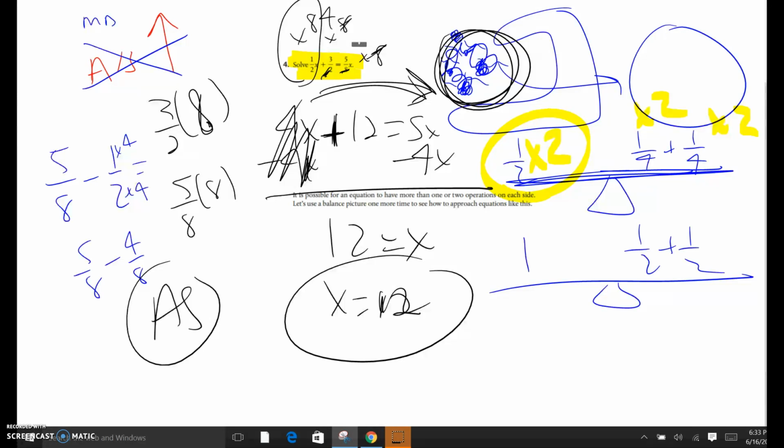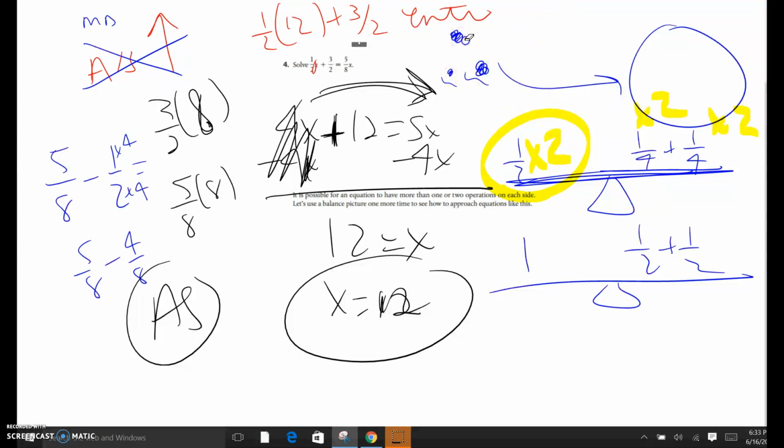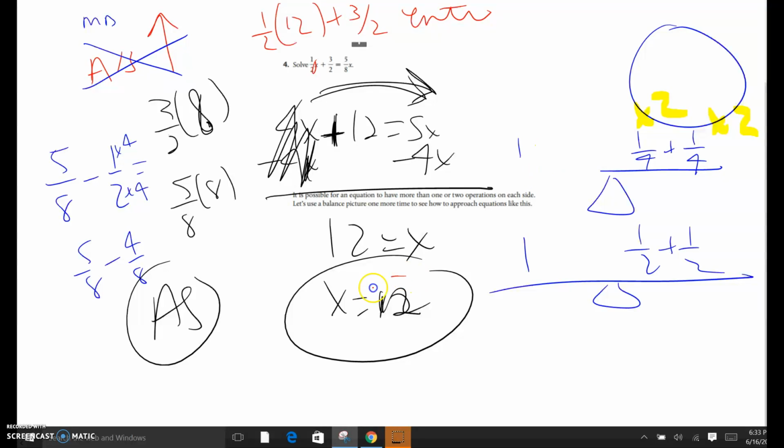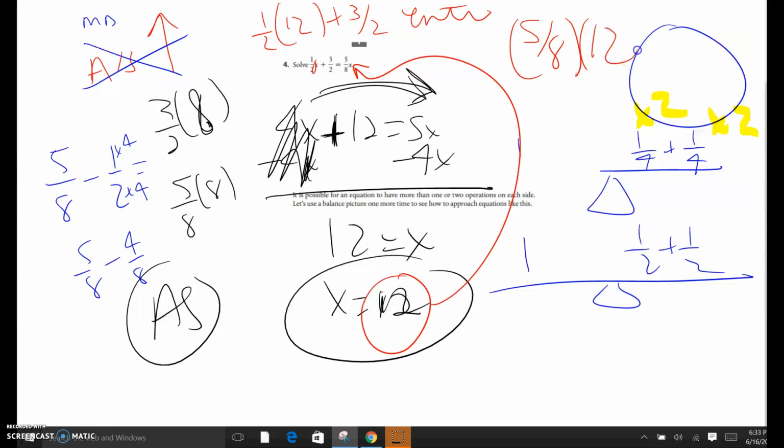Now, to check your answer, again, you're going to want to go back and shove it into this original thing. But again, you have a calculator, so you don't have to do it by hand. So you're going to take half, sub in the 12 where the x is, plus 3/2, and hit enter. Okay, and see what kind of answer you get. And then you're going to sub it into the other side. So you're going to take this 12 and sub it in there. So you're going to hit 5/8 times 12, enter.